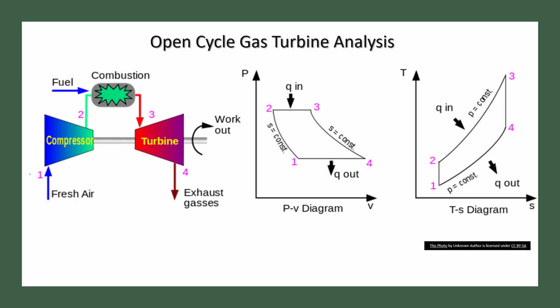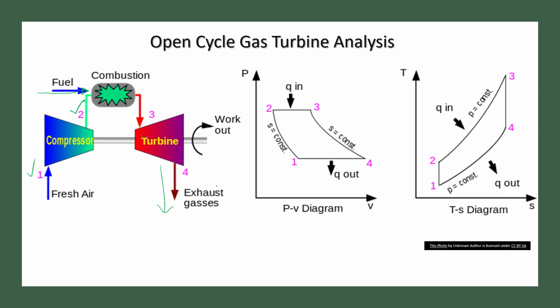So fresh air enters at state 1, after compression state 2, fuel will enter into the system and there will be combustion, and after combustion it will go to the turbine and it will be exhausted to the atmosphere.